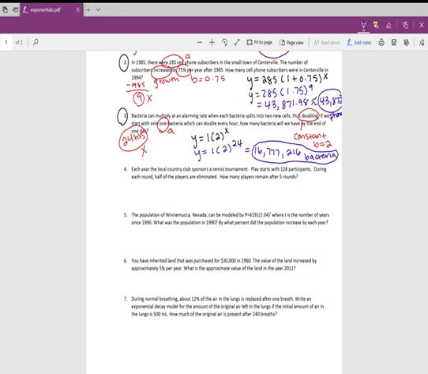It says each year the local country club sponsors a tennis tournament. Play starts with 128 participants. During each round, half of the players are eliminated. How many players remain after 5 rounds? Okay, so first I'm going to go through everything and label. So it says it starts with 128, so that's our A. Eliminated tells us that it is a decay. However, it says half of the players are eliminated. So this is our decay.